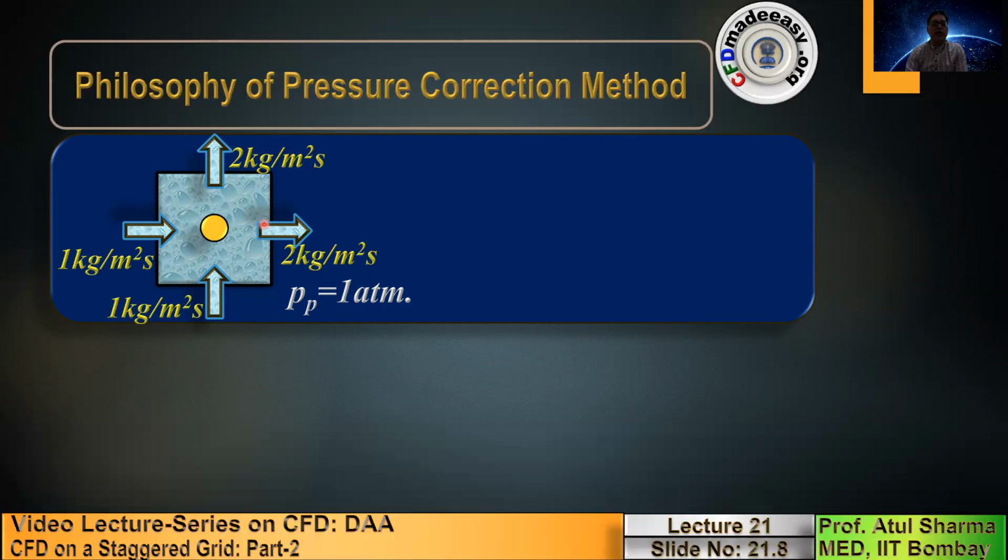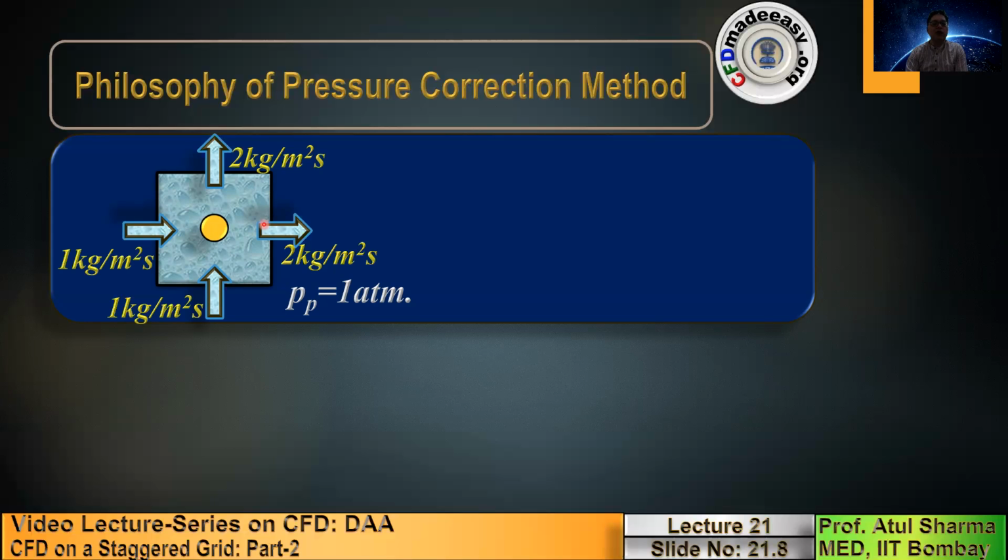Now you can see that if you apply the mass conservation law, the mass conservation law is not obeyed. So if you use a fully explicit method, it so turns out that from the momentum equation by the fully explicit method, you end up with a velocity distribution which does not obey mass conservation.